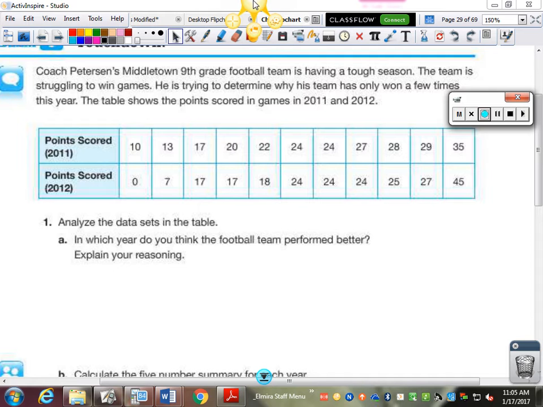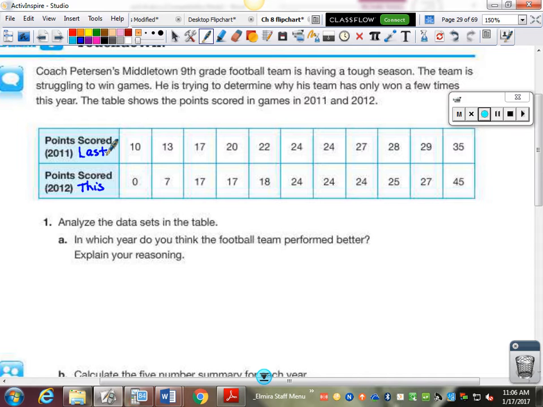So we've got a football team, and they're having a tough season, so they're struggling to win games. It's talking about this year versus last year, but these textbooks were written a while ago, so I'm going to take 2012 to mean this year and 2011 to mean last year. Okay, analyze the data in these tables. In which year do you think the football team performed better?